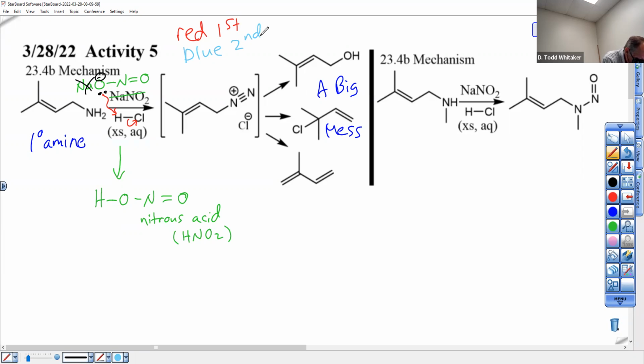And then HONO, we're going to protonate it first. HCl. And then it's going to eliminate itself. Lone pair on the O resonates in, eliminates the good leaving group. You got your N triple bond O. Nitrosyl cation. Aminophile.